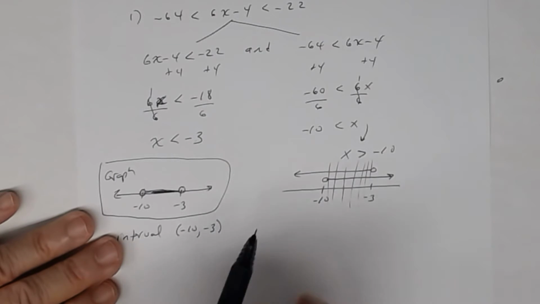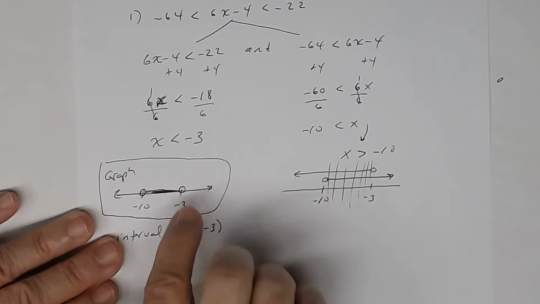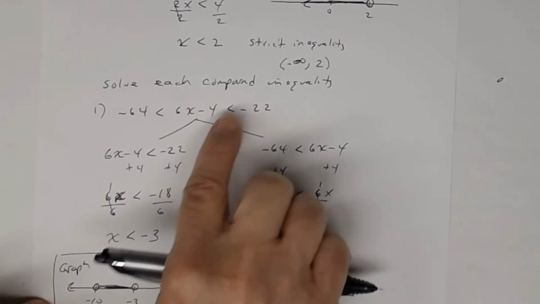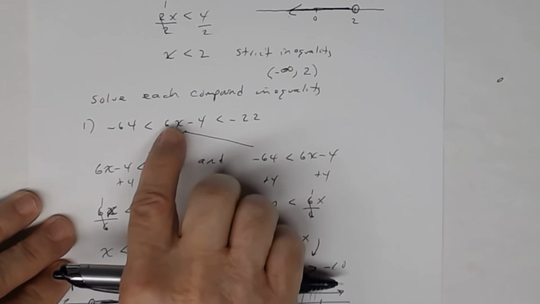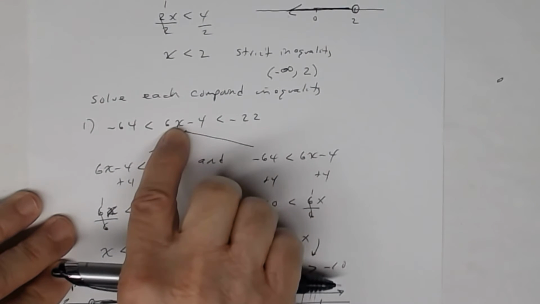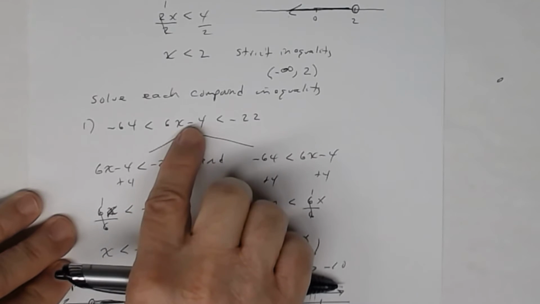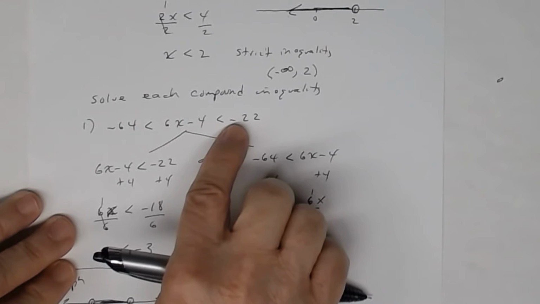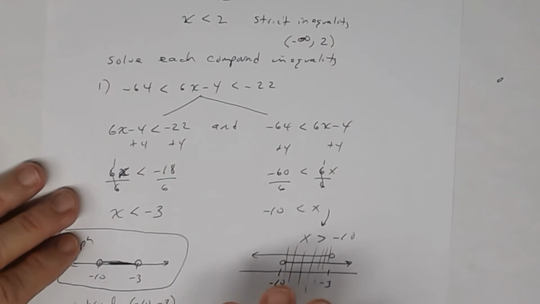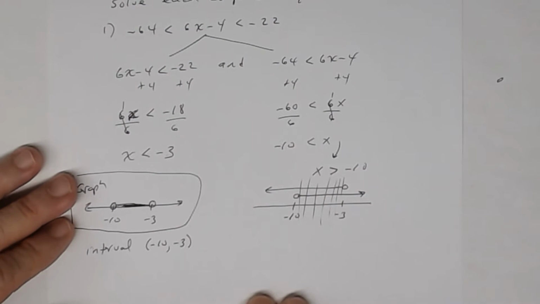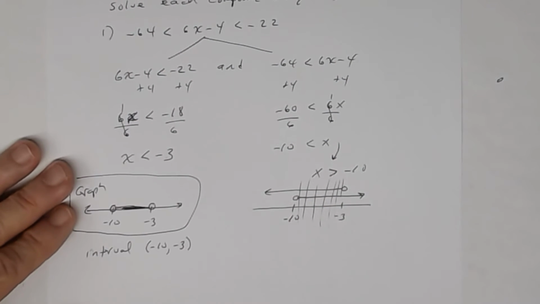So 0 is outside. So 0 is on this side. It's not shaded. So 0 is not a solution to the original. Let's see why not. What is 6 times 0? 0. What's 0 minus 4? -4. Is -4 less than -22? No. -4 is greater than, right? So that's why 0 is not a solution. All right, so all we found are solutions, and that's it.